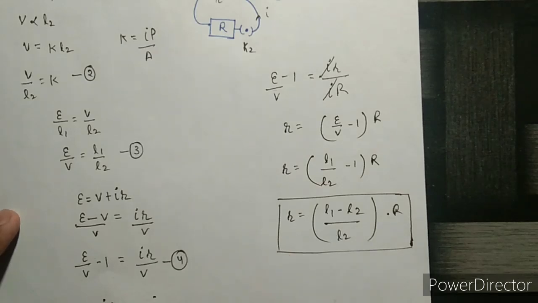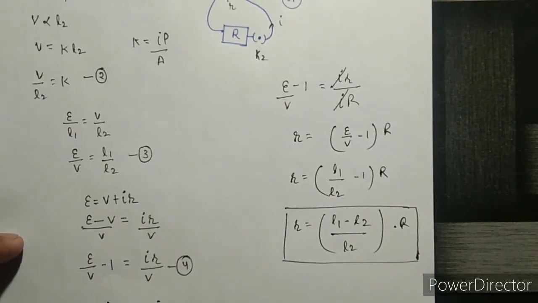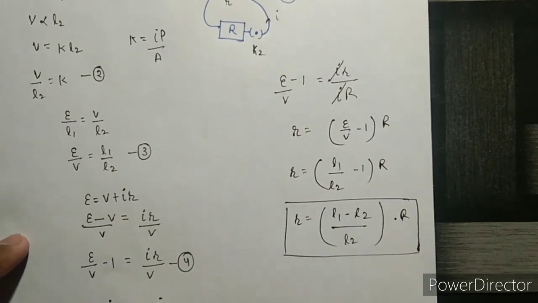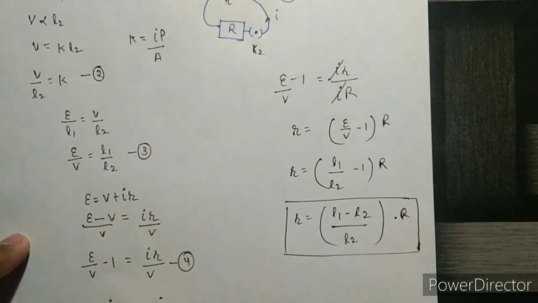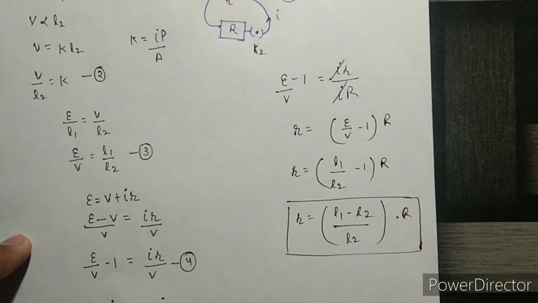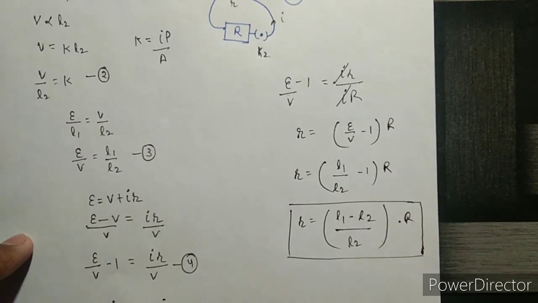So this is the third application of potentiometer. In this application, we determine the internal resistance of the cell. This application is very important because it is an experiment in 12th class. We perform this in experiments, and we also study it in the theoretical portion. Because it is in both experimental and theory work, it is very important.